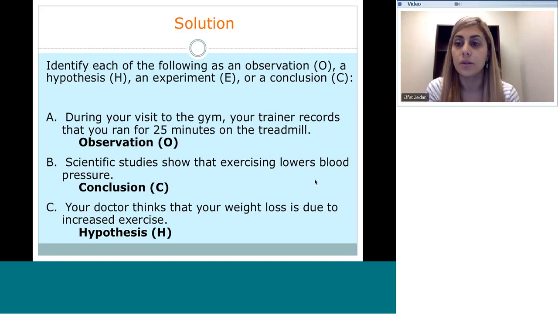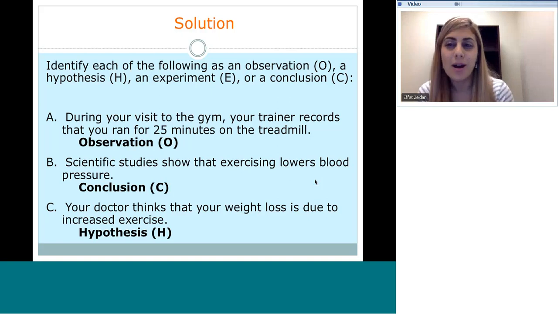It's a result. And in this result, we do see that it's a fact. So there is not a plausible explanation, not a possible or tentative explanation. If it was, then scientific studies might show that exercising lowers blood pressure. Therefore, it could be true or not true, but this statement is stated in a way that it's a fact, which means that it's a conclusion.